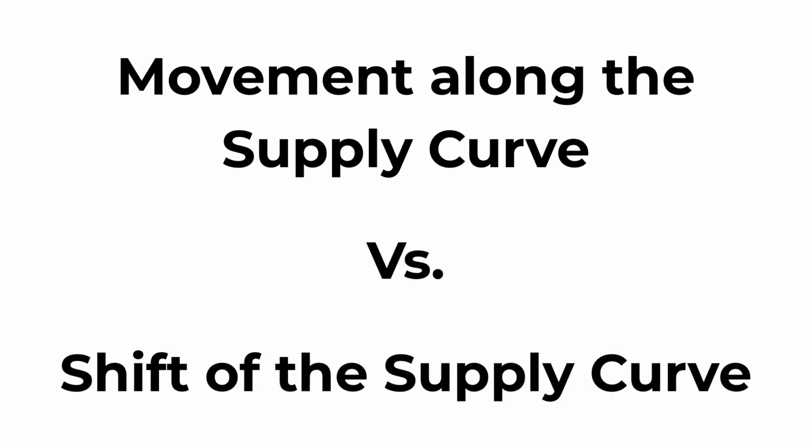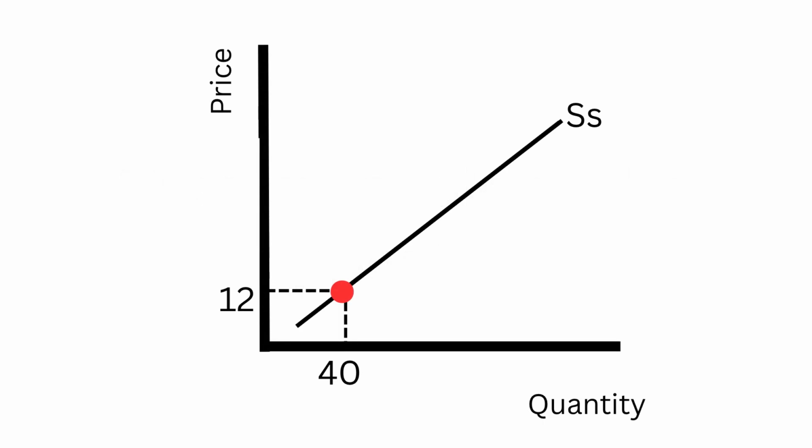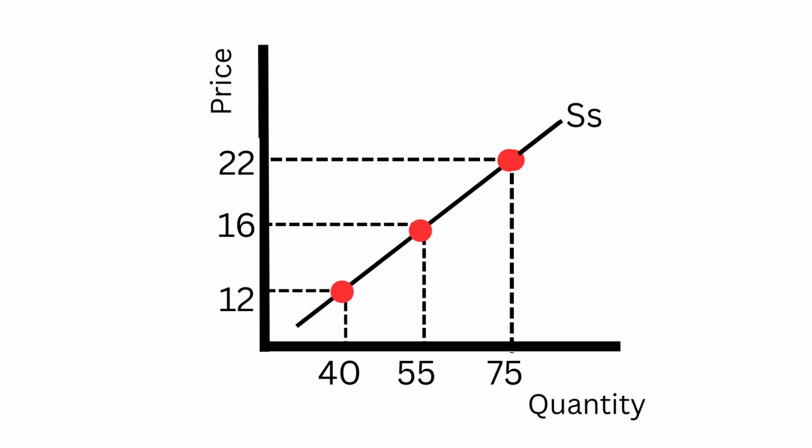And now we look at the difference between the movement along the supply curve versus the shift of the supply curve. So now, the movement along the supply curve happens when the price changes and the quantity supplied also changes. For example, if the price of a good rises, producers supply more, so we move up along the supply curve.